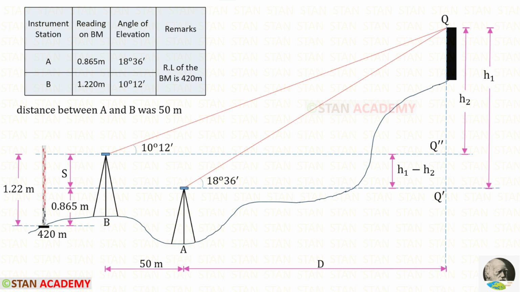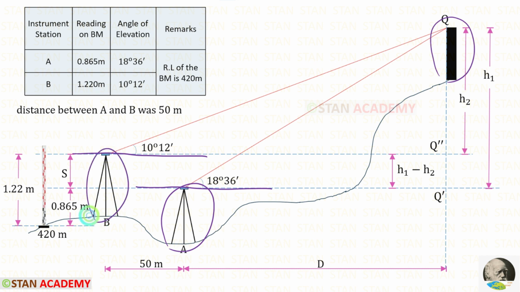The staff reading on the benchmark from the station A is 0.865 and from the station B it is 1.22. 1.22 is greater than 0.865. From this we can get the idea. The instrument axis of the station nearer to the object is lower than that of this station.